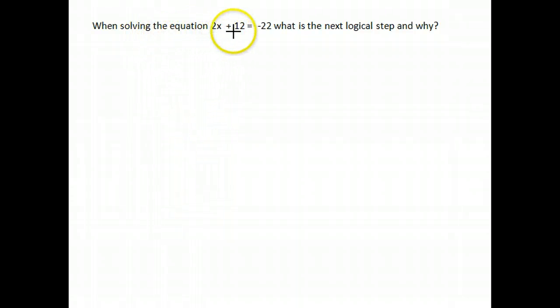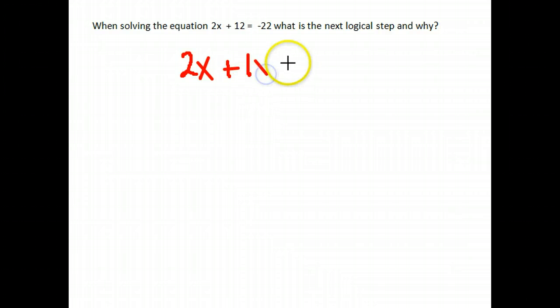Next, when solving 2x plus 12 equals negative 22, what's our next logical step and why? Well, how would we solve that? Again, we've got the x. We need everything else to go to the other side. So right now we have 2x plus 12 equals negative 22.